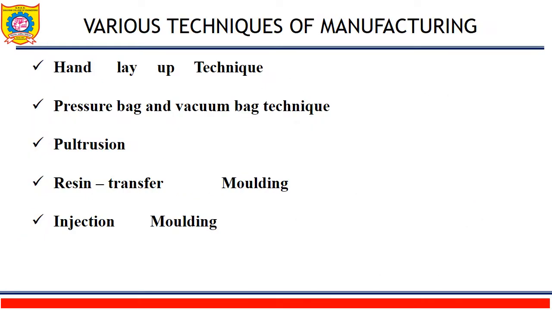So there are various techniques of manufacturing composite materials. First technique is the hand layup technique. Second technique is the pressure bag and vacuum bag technique. Third technique is the pultrusion technique. Fourth technique is the resin transfer molding technique. And fifth technique is the injection molding technique.